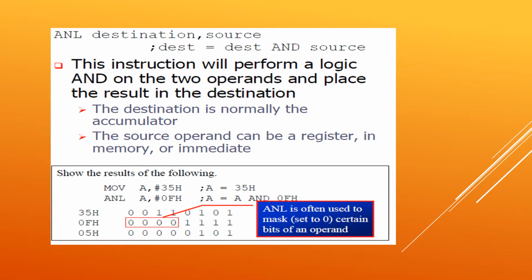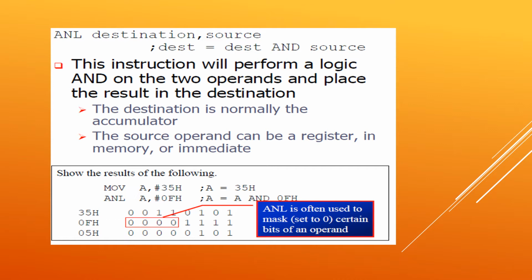Now this is the first instruction. Here it is the AND operation, the logical AND instruction, that is ANL. Here you can see the syntax. This instruction will perform logical AND on two operands and place the result in the destination. So ANL destination comma source, and the destination is normally the accumulator. The source operand can be register, memory, or immediate addressing, so data from memory you can also take.